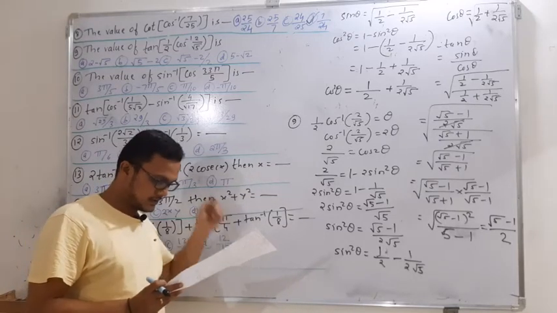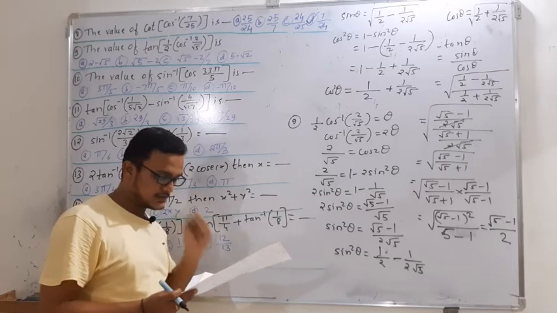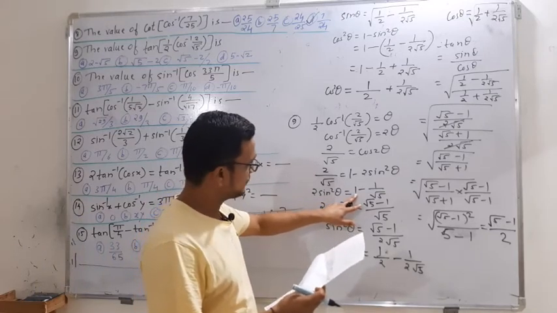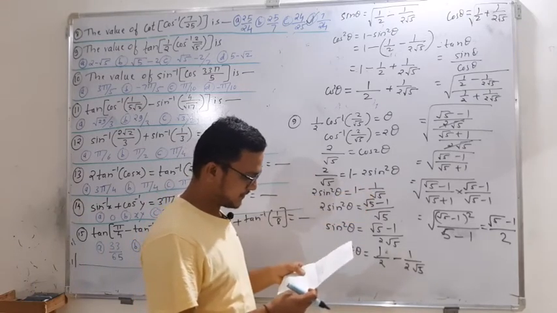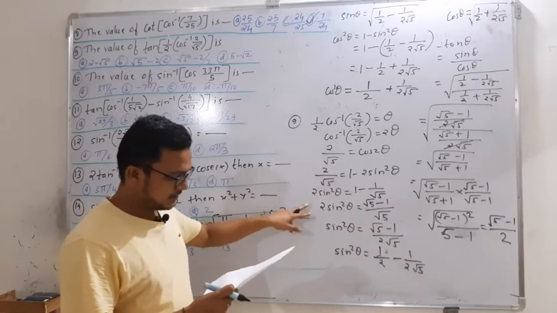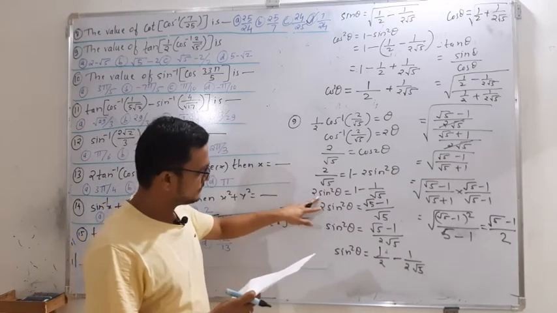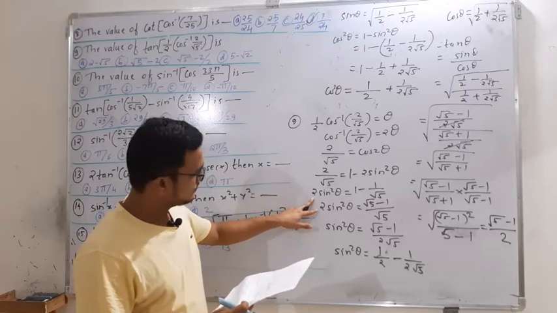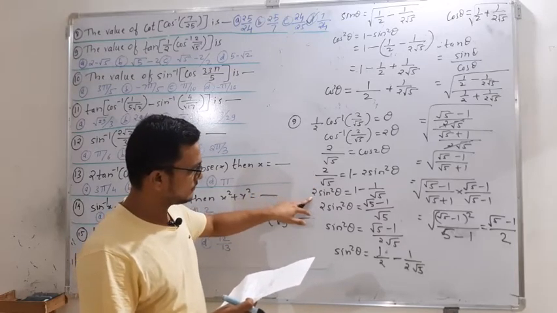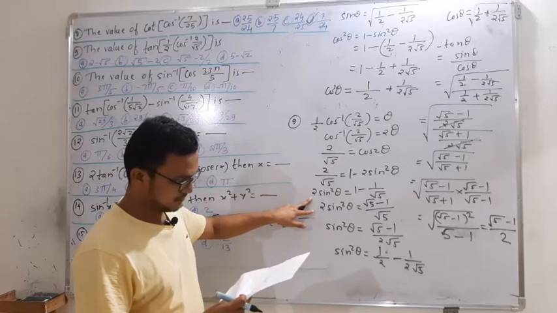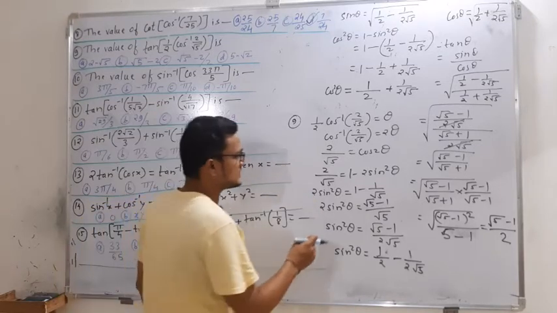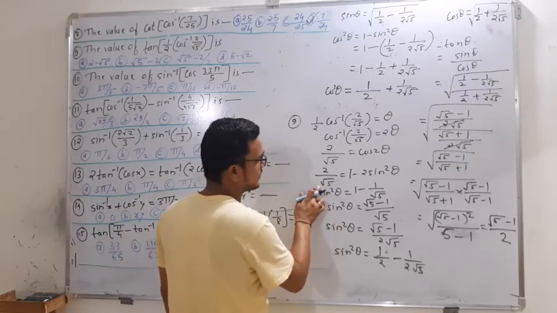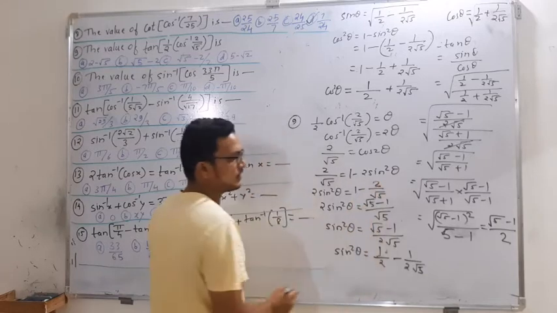Here I think we have made the mistake in the sin value. See here, 2 sin square theta is 1 minus 1 upon root 5. It is correct. Yes, so here we have made one mistake. Here 1 minus 2 upon root 5 is there, right? So when you transfer to the other side, I think it is 2 upon root 5.